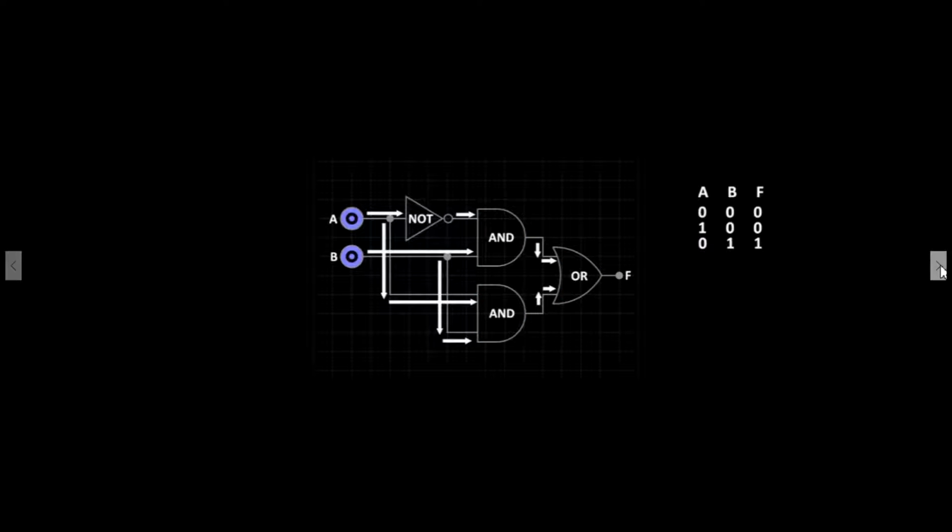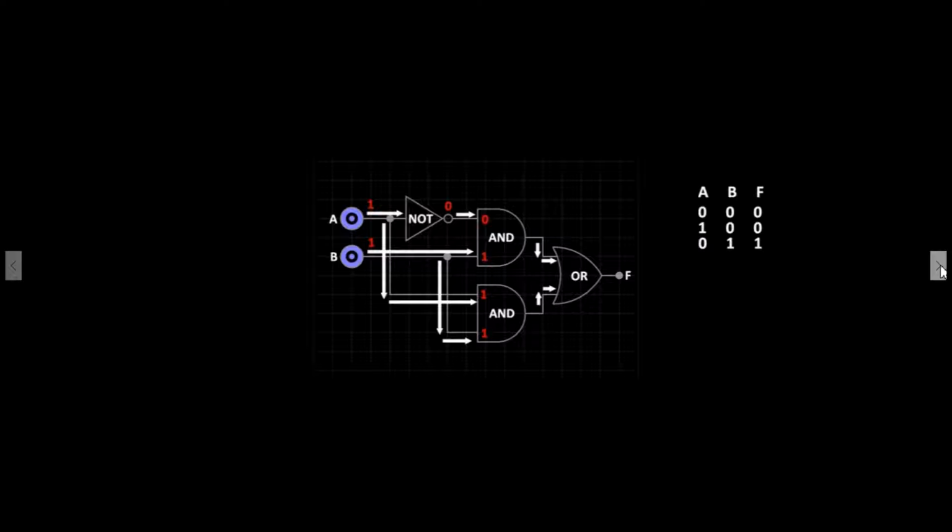Let's now set the input on A to 1 and the input on B to 1. The 1 signal from A is inverted by the NOT gate and becomes a 0. So the first AND gate will receive a 0 signal from A and a 1 from B. The second AND gate will receive a 1 signal from A and a 1 signal from B. So the first AND gate will receive a 0-1 and the second AND gate will receive a 1-1.